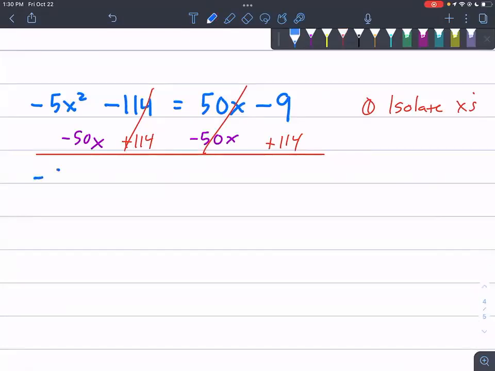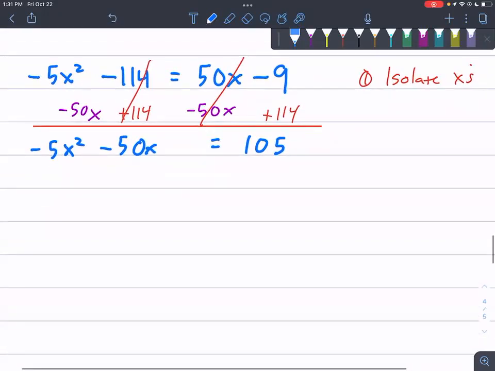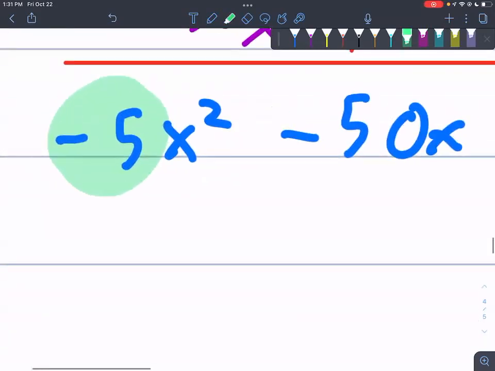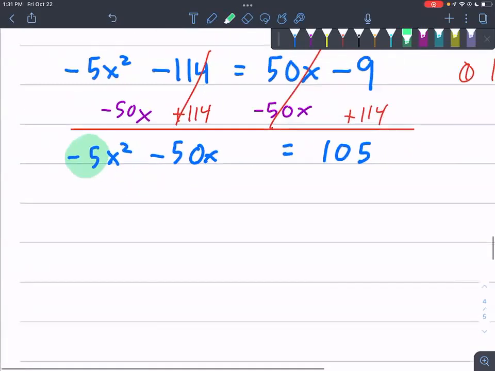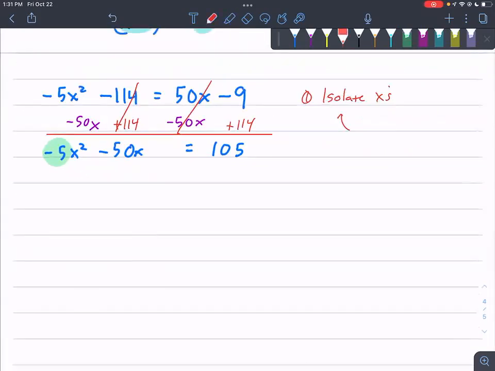So now we've got negative 5x squared minus 50x equals 105. Thank you. And then I want to emphasize, if the number in front of x squared isn't 1, when we're completing the square, we're going to divide everything by negative 5.